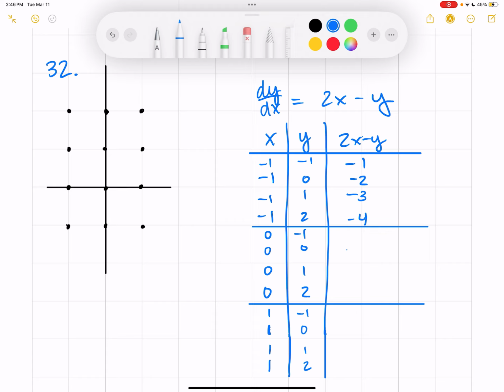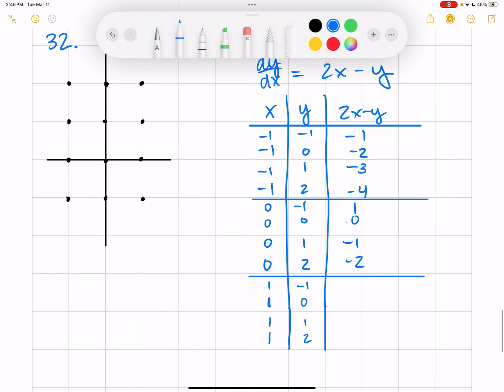Then when x is 0 and y is each of these numbers, it's just whatever the number is, but negative or opposite. So this would be +1, this one would still be 0, this would be -1, and this would be -2. And then down here, 2 plus 1 is 3, 2 minus 1 is 1, 2 minus 2 is 0. Is that what you got? Or are you just trusting my math?